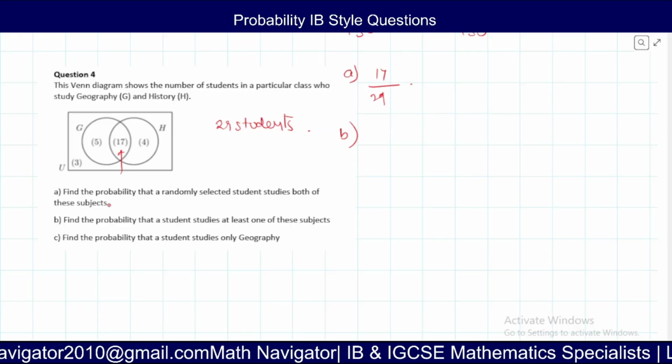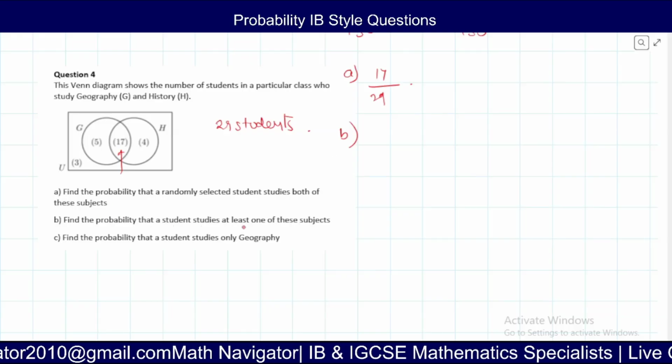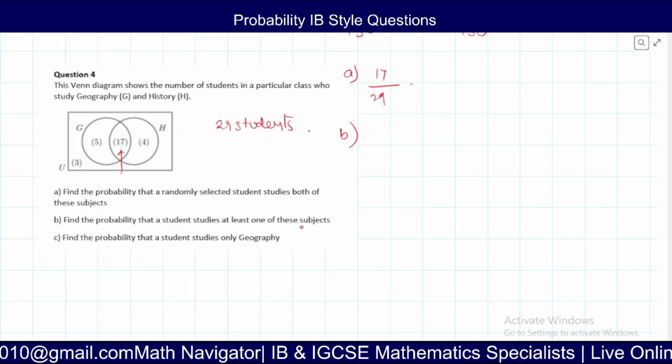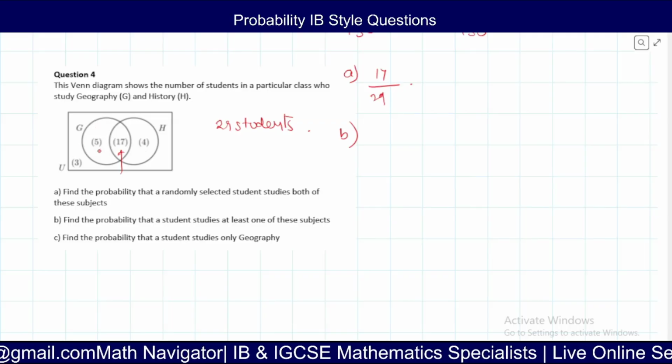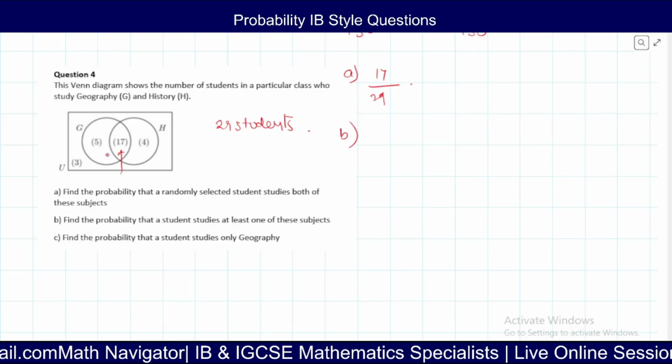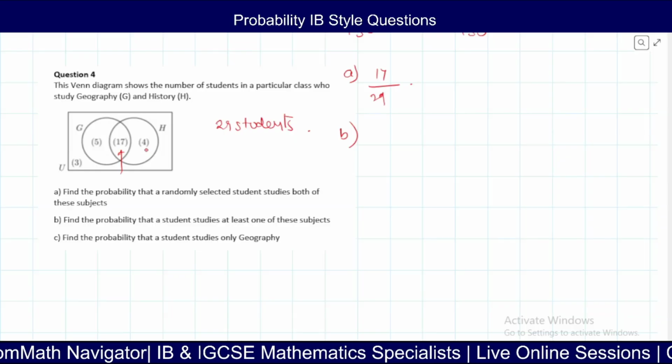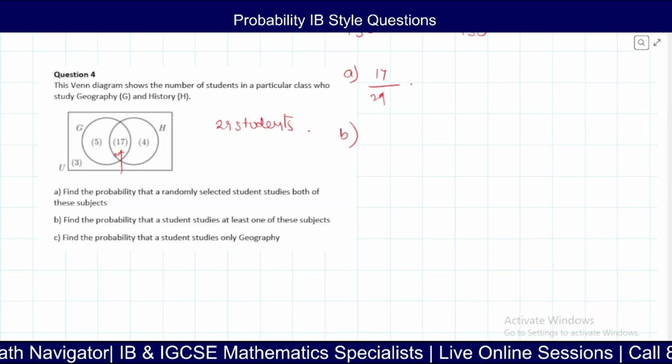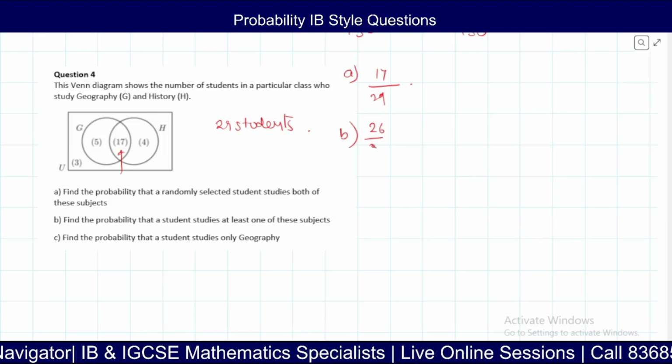Let's come to part B. Find the probability that a student studies at least one of the subjects. That means either geography or history. 5 plus 17 plus 4 is 26. So 26 over 29 is my answer.